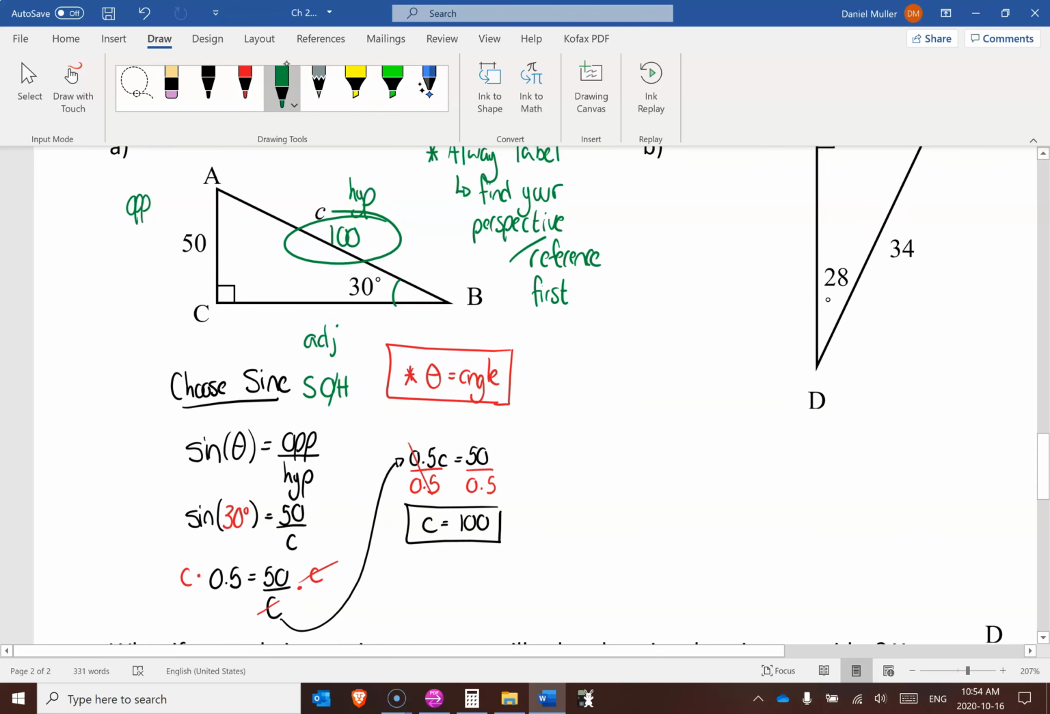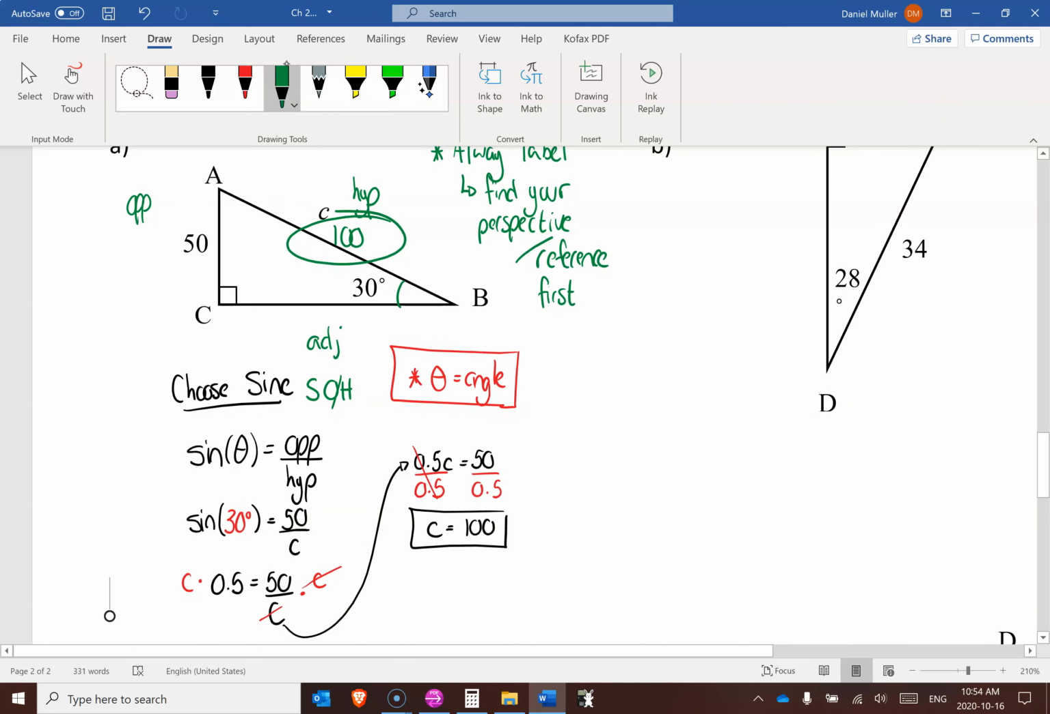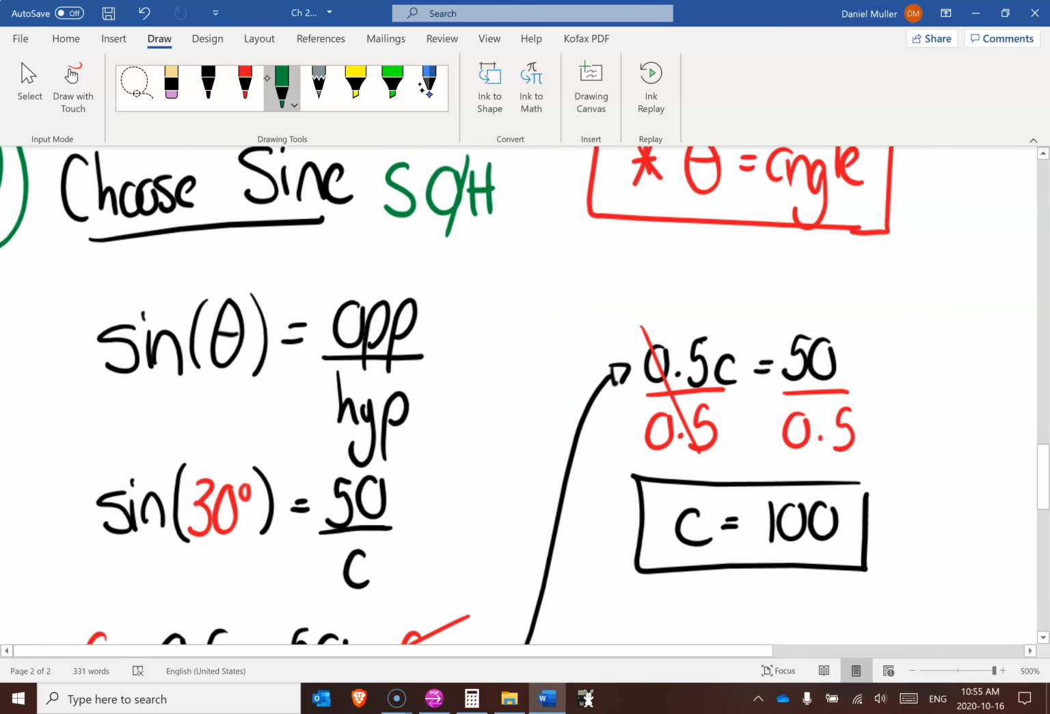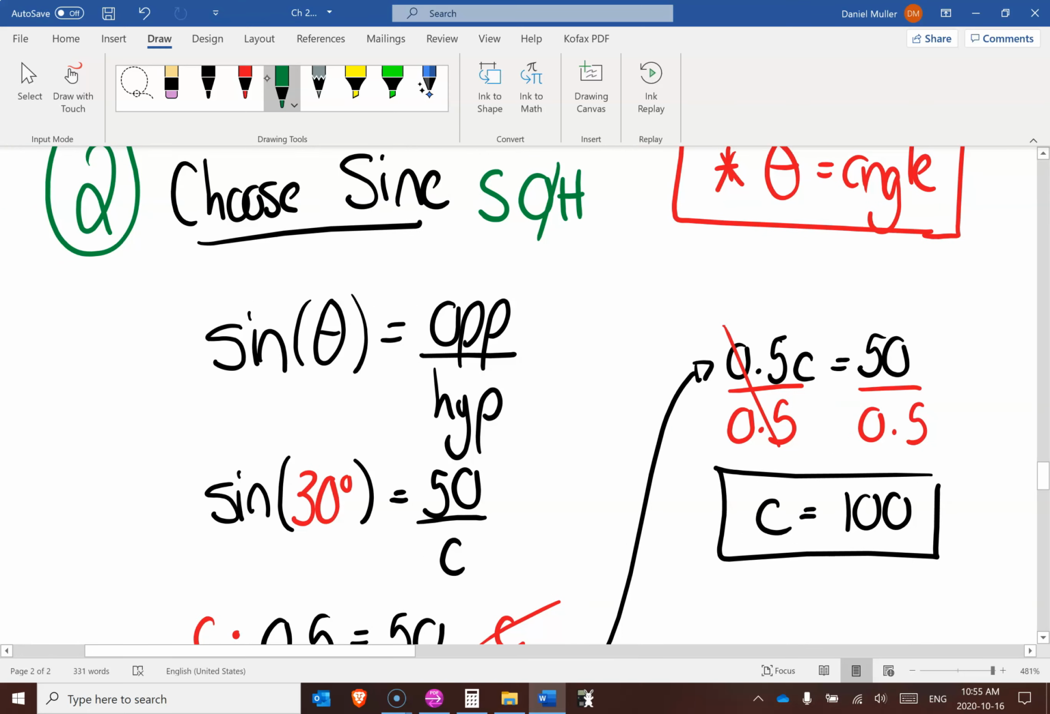And so how did I do that? You're going to find a rhythm for all of these. Step number 1, like I wrote up here, is always to label. Now that you've done that, you can choose your equation based on what you labeled. In this case, we chose sine. So I had to make up a formula, and you're going to have to memorize it. Sine of some angle, sine of theta, equals opposite over hypotenuse.